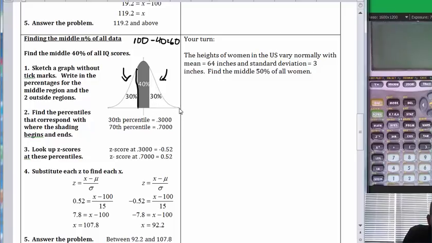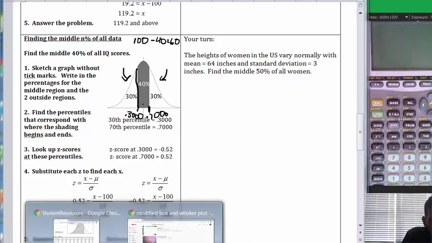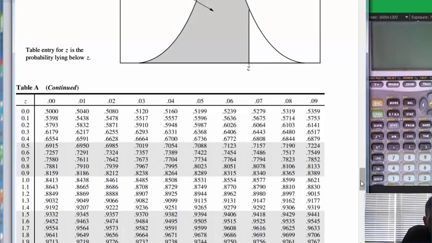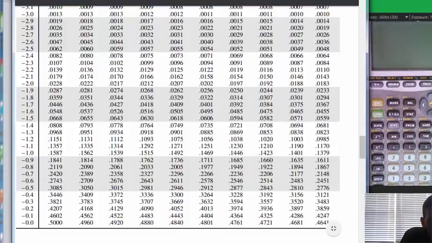Where's the upper 30% at? Well, you can take 100% minus 30, that would give you 70. Or if you take 30 plus 40, that will also give you 70. So the percentiles we're looking up are the 0.3000 and the 0.7000 as well. These values should be kind of opposites on your table A. So when I looked up 0.3000, I didn't find it exactly, but I found 0.3015, which is pretty close. That corresponds with negative 0.52 on my little table sheet.